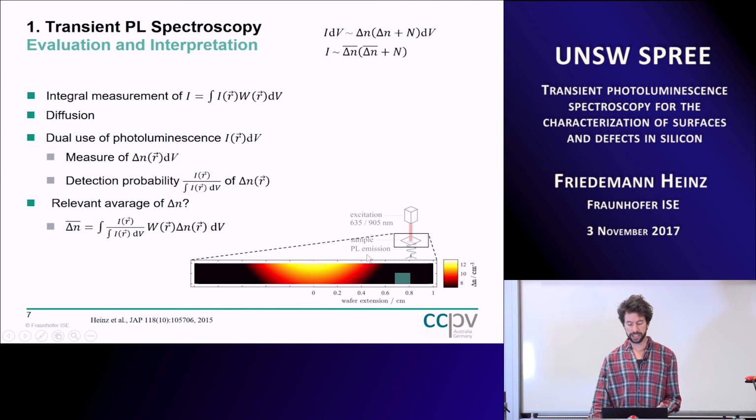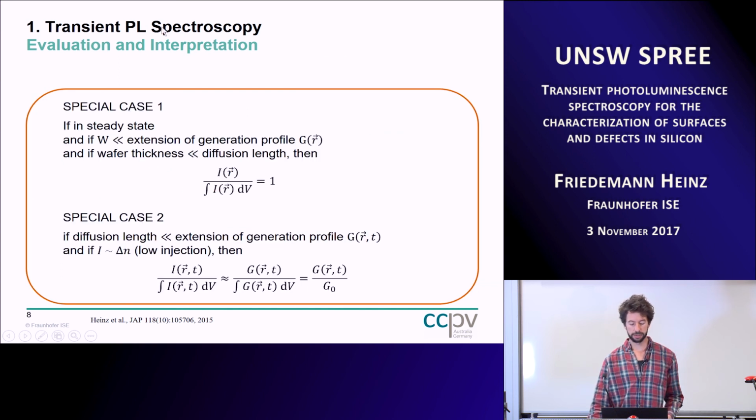This is quite complicated, but there are some special cases. For example, special case 1: if we have steady state conditions, if the detection volume is small compared to the generation, if the wafer thickness is small compared to the diffusion length, then this weighting is simply 1. So this is the classical situation in photoluminescence imaging. We have homogeneous illumination, diffusion leads to a homogeneous depth distribution, and so the average of the charge carrier density is quite simple.